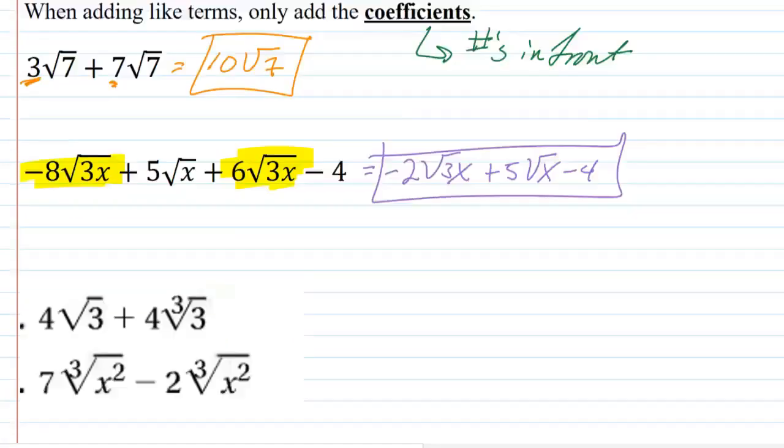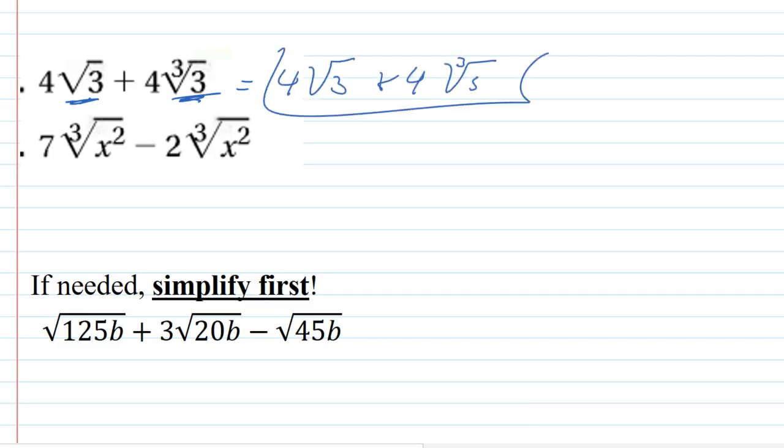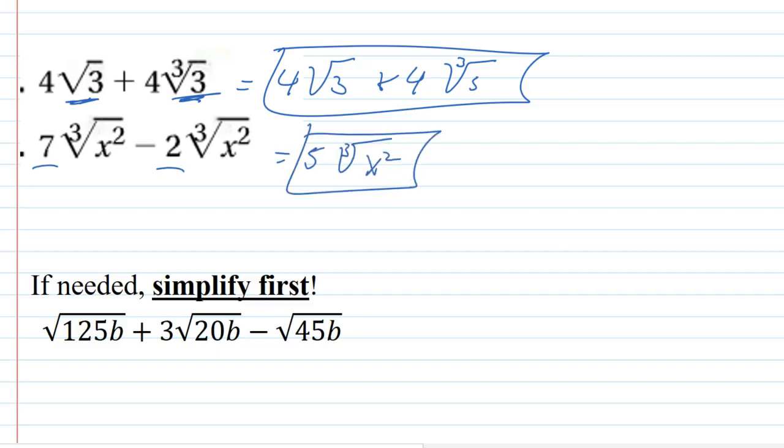For the next one, they try to trick you. They give you the square root of 3, and then they give you the cubed root of 3. These are different. You cannot combine them. So you're going to leave them alone. They're not like terms. We can't change them. The next one, they are like terms. They're both cubed roots, and so we can combine the numbers in front, giving us 5 cubed root of x squared.